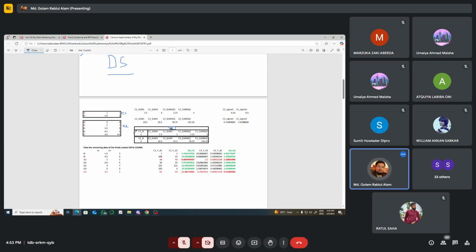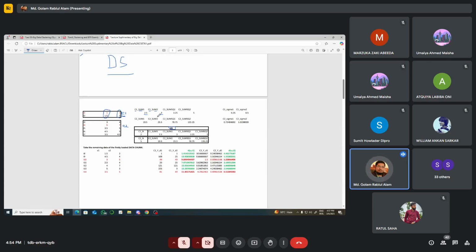Then we have to store some statistics in DS. For cluster 1, what is the sum of dimension 1? This is our cluster 1, and the two values we have to sum up are 1.5 and 1, so it is 2.5. And for C1, the sum of dimension 2 is 1 plus 2, which is 3.